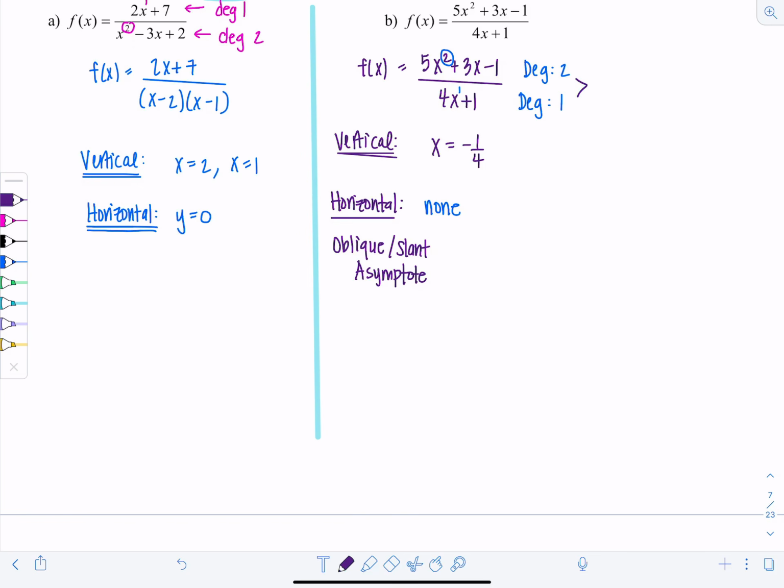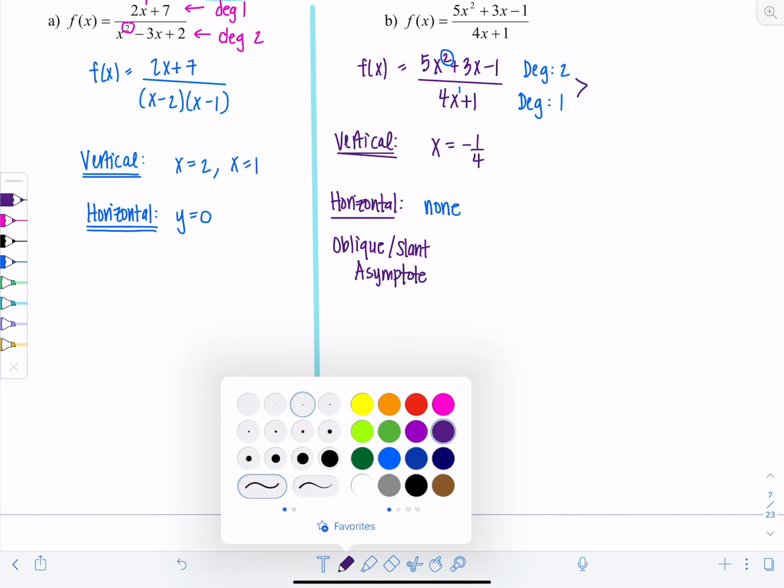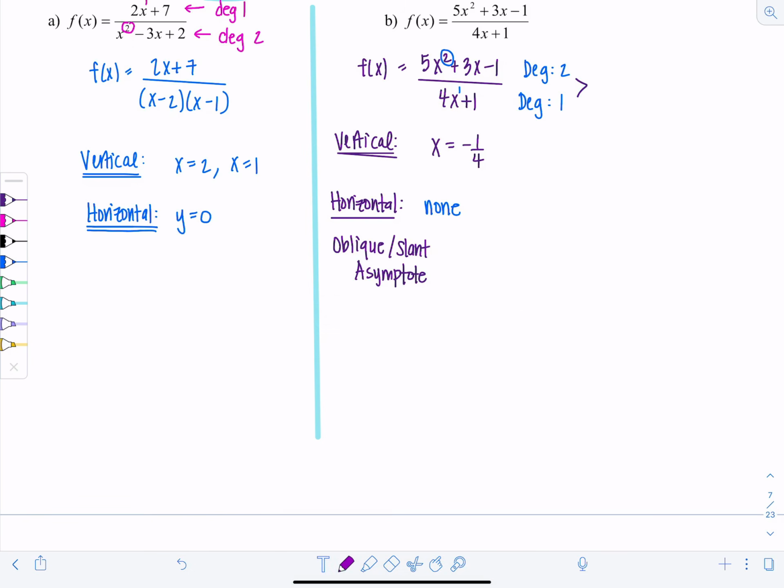Okay, so to find the equation, we need to long divide. And here we go. So I have 4x plus 1. I'm going to divide that into 5x squared plus 3x minus 1. Okay, so when you long divide, remember, you just pay attention to the leading term. So 5x squared divided by 4x, that's just going to be 5/4 x. So that goes up top here. Then I multiply that by 4x plus 1, so I'll get 5x squared plus 5/4 x.